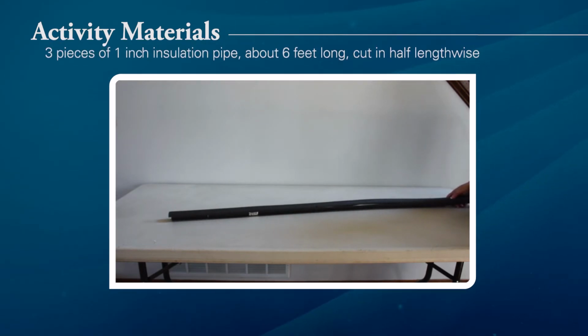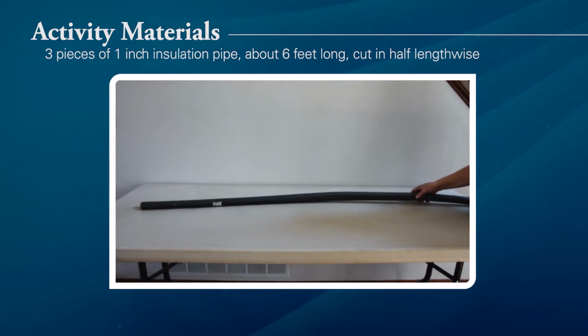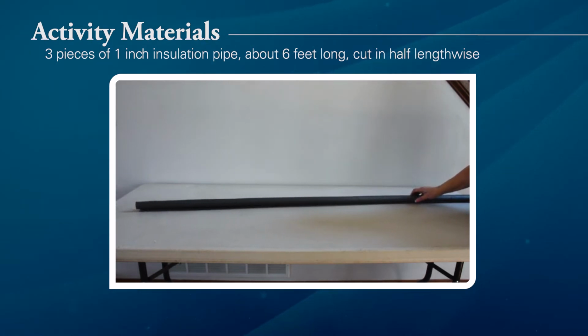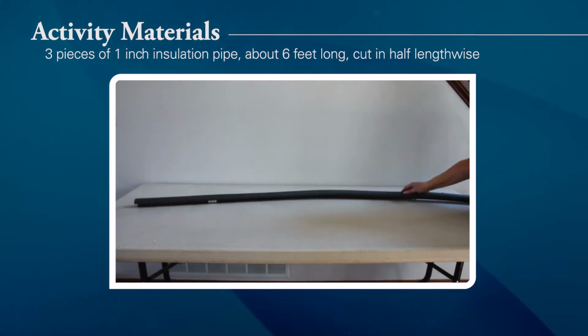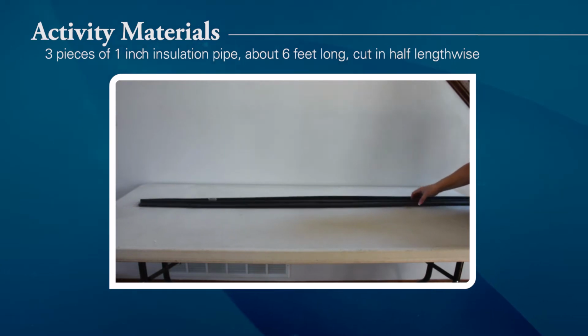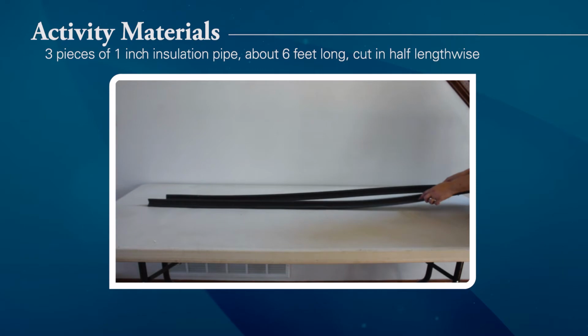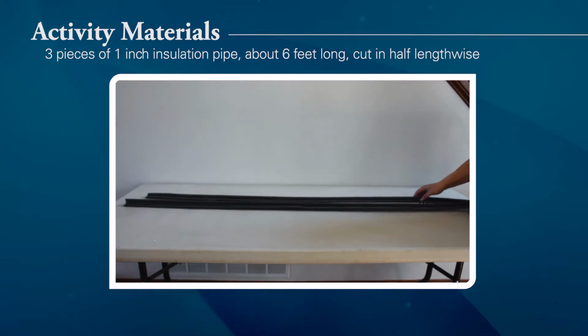First, you will need 3 pieces of foam pipe insulation that you can get at Home Depot, Lowe's, or that kind of store. Once you get those pieces, they're about 6 foot long, you want to cut them in half. And as you cut them in half, you'll make natural grooves for the marble to roll down.